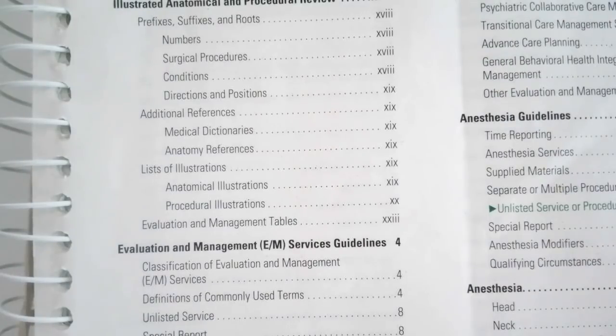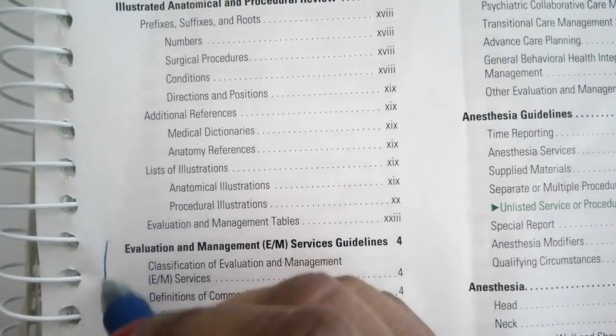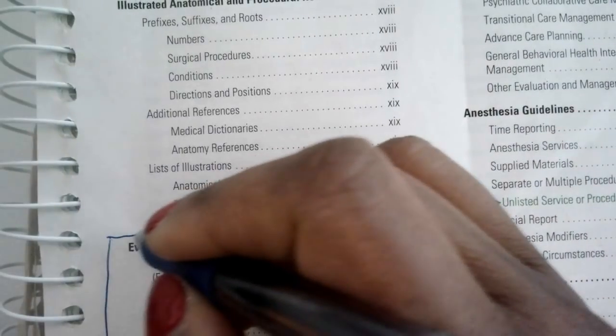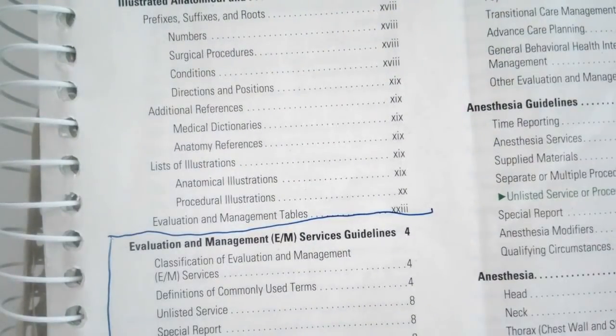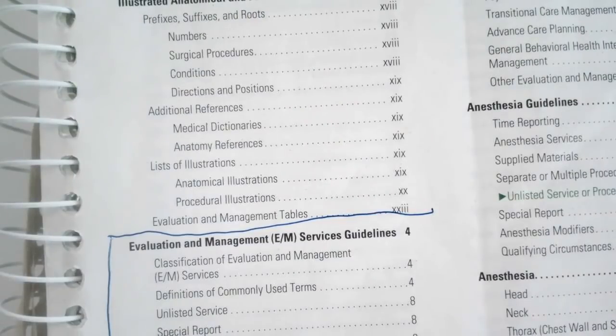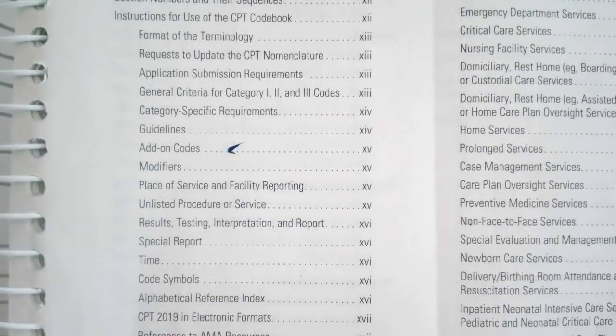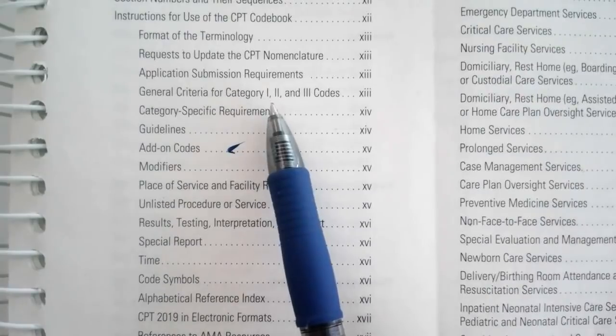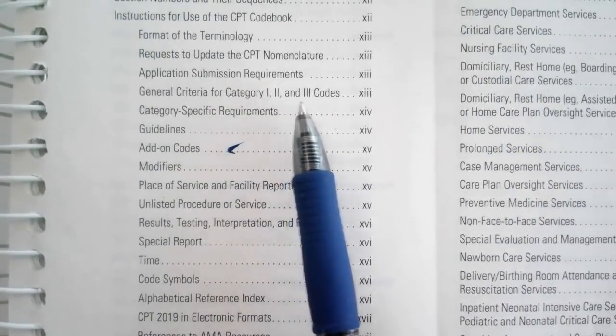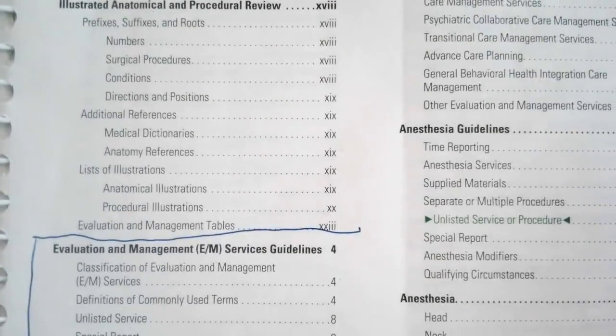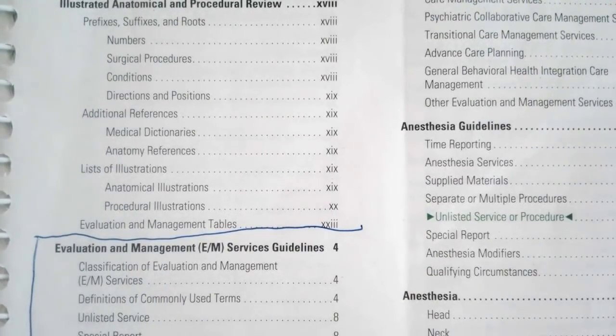So the CPT manual itself is divided into 3 categories. And so right here, where the evaluation and management section begins, that's actually the beginning of category 1. Now, I know you're thinking, how did I know that there were 3 categories? Well, guys, remember I said read the introduction? Well, in the introduction, there is some information regarding category 1, 2, and 3. So category 1 is actually the main portion of the CPT code manual.